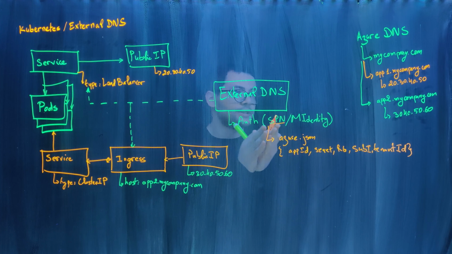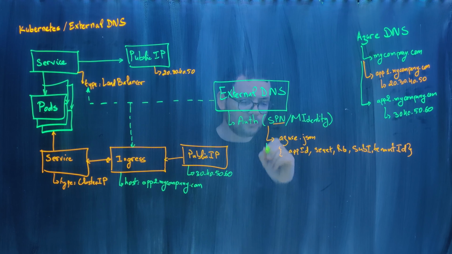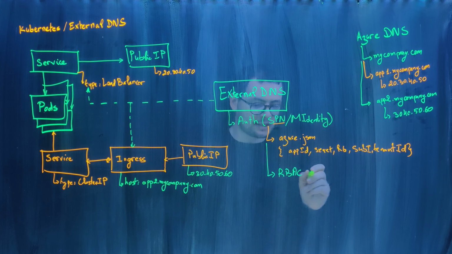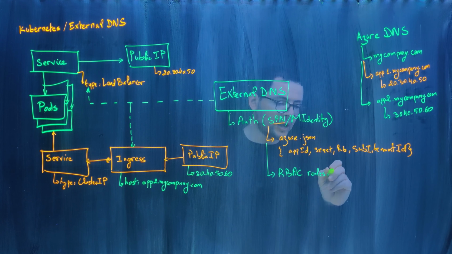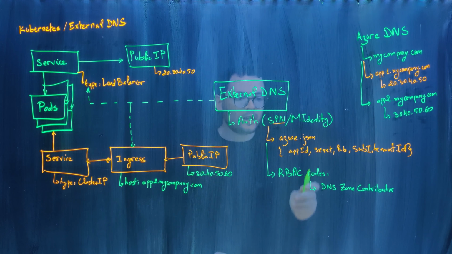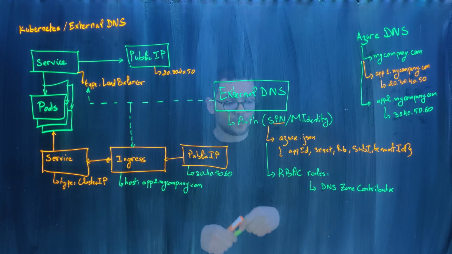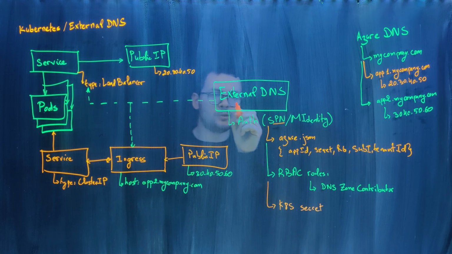And because I want the service principal to be able to access that DNS zone, I will give it the right RBAC roles in order to have that access. Those RBAC roles are a reader on the resource group and a DNS zone contributor. Once I've created that JSON file, I'll save it inside a Kubernetes secret. Then I'll configure my external DNS pod or deployment to read that azure.json file from the secret.